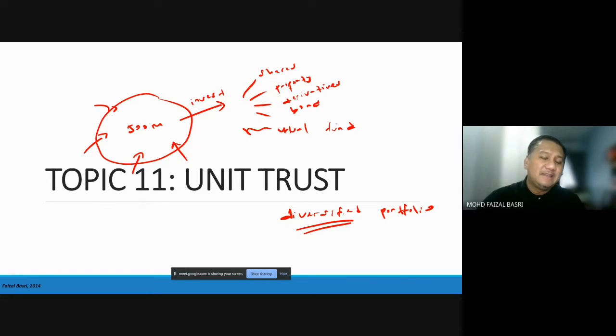Okay, sebab nanti kejap lagi kita akan tengok lah, there are types of unit trust, and based on the type, dia akan prioritisekan lah. So kalau dia ada yang panggil yang relates dengan fixed income, dia akan invest banyak dekat bond contohnya. Tapi still dia tak akan invest everything in bond, dia akan diversify juga.